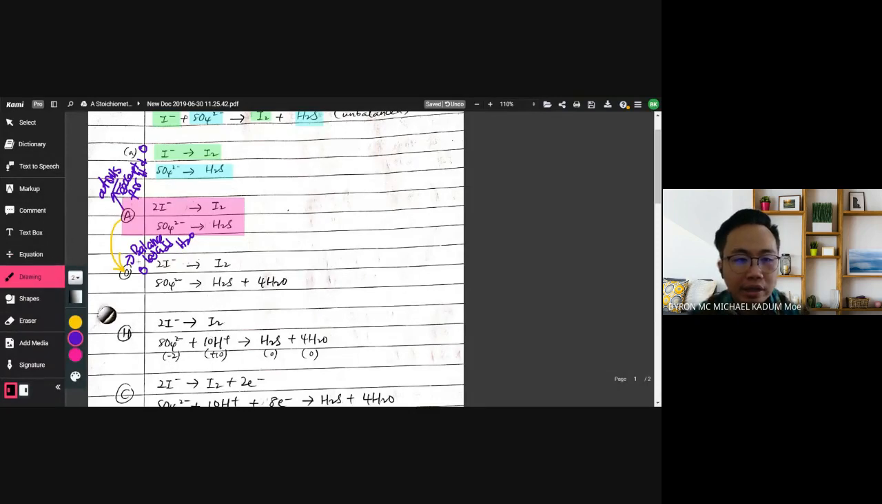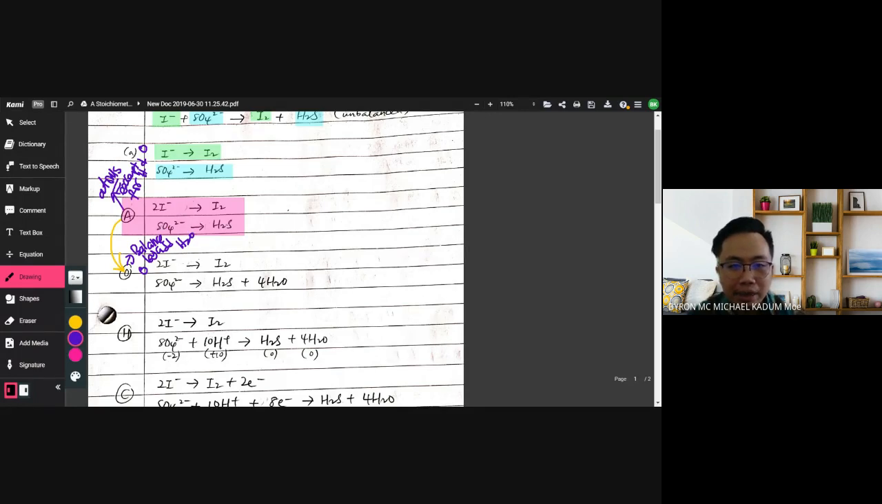So kita tengok yang di atas dulu. 2I minus making I2. Ada oksigen di atas ini ni? Tidak ada kan? Jadi tidak perlu letak H2O. Tidak perlu letak H2O sini, tidak perlu, sebab tidak ada oksigen di atas. So di bawah ni macam mana pula? SO4 2 minus to make H2S.